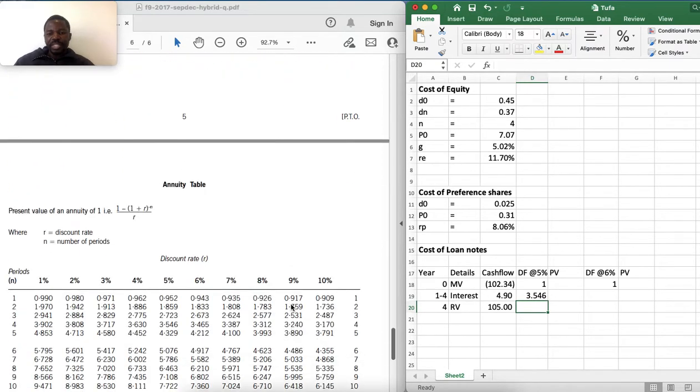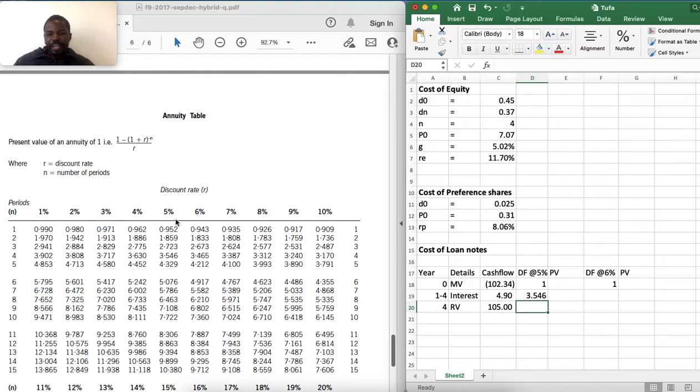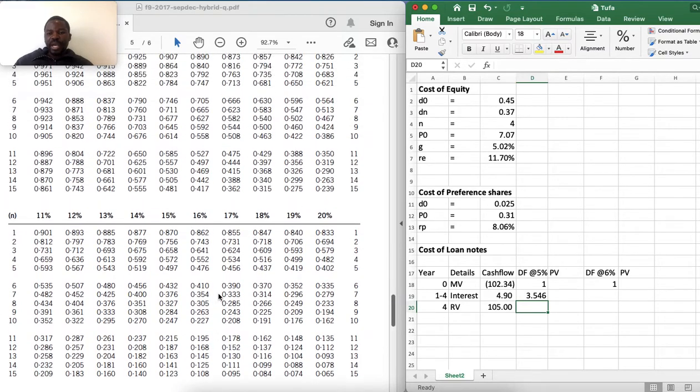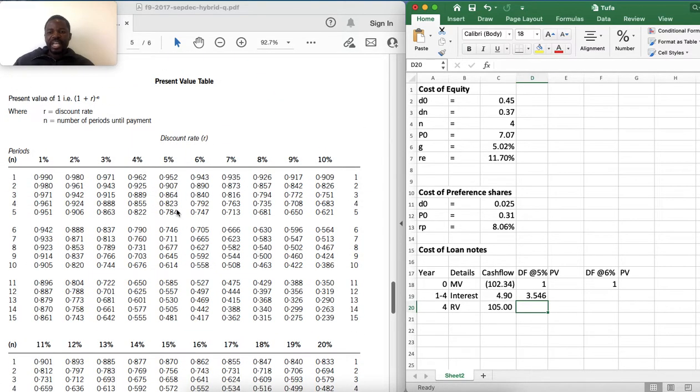Let's go to the annuity tables. These are annuity tables, 5%, 4 years. We get the same figure. That's why we are using the annuity tables here to discount. But for year 4, we cannot use the annuity tables because it's just one cash flow. We'll use the discount rate for year 4 at 5%, which is 0.823. We find again the discount factors for interest.